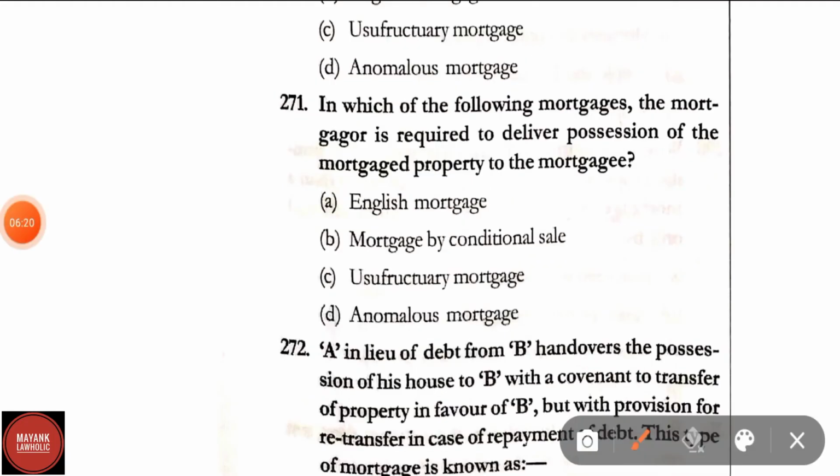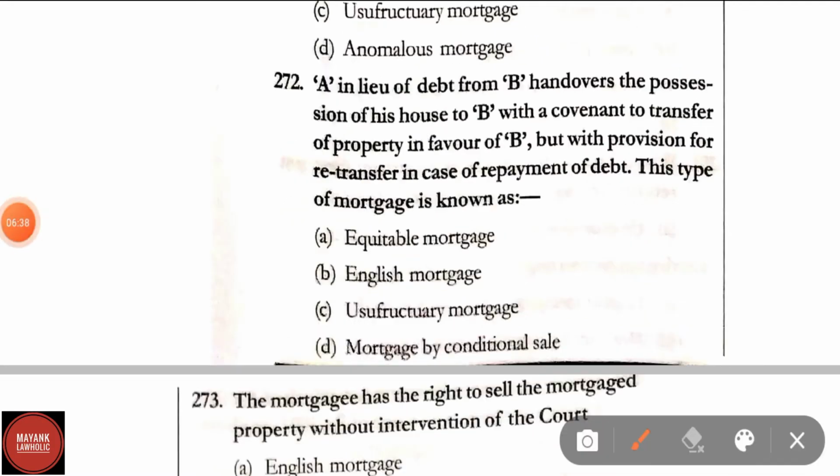Question number 271. In which of the following mortgages the mortgagor is required to deliver the possession of the mortgage property to the mortgagee? Options are English mortgage, mortgage by conditional sale, usufructuary mortgage, anomalous mortgage. Correct answer is option C, that is usufructuary mortgage.